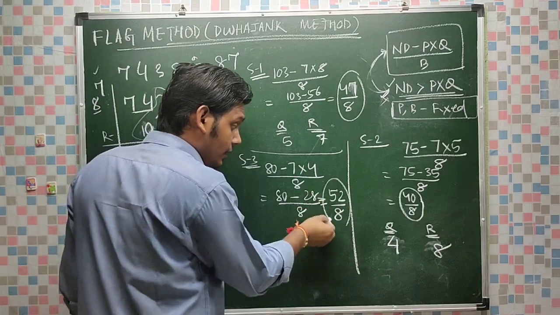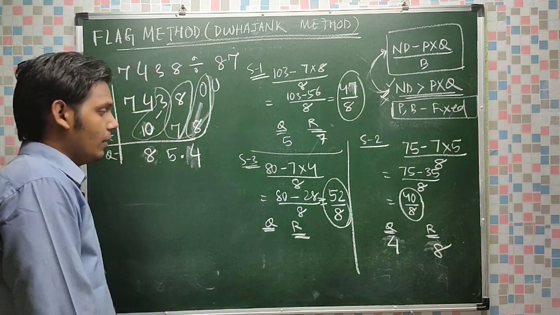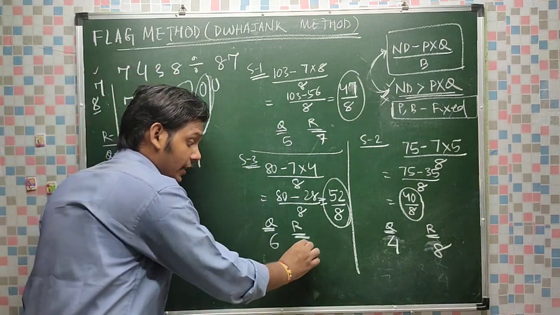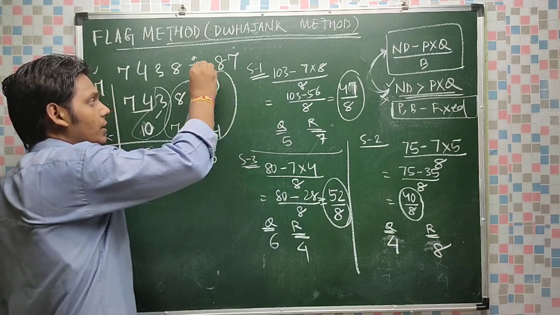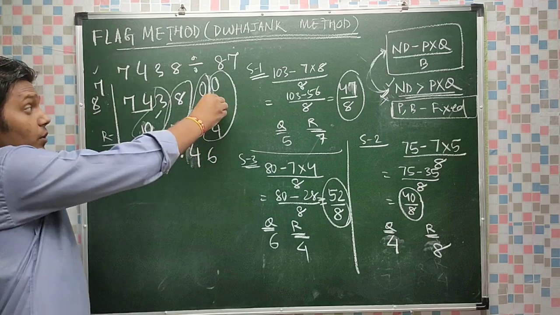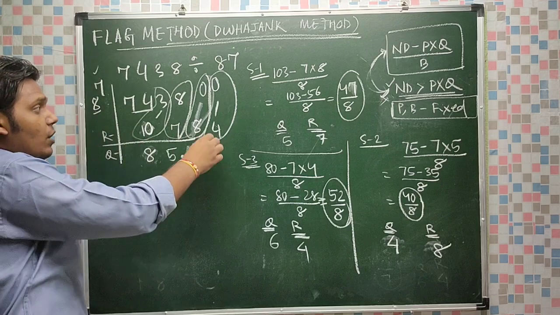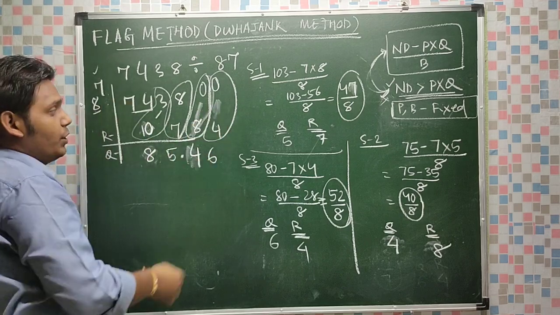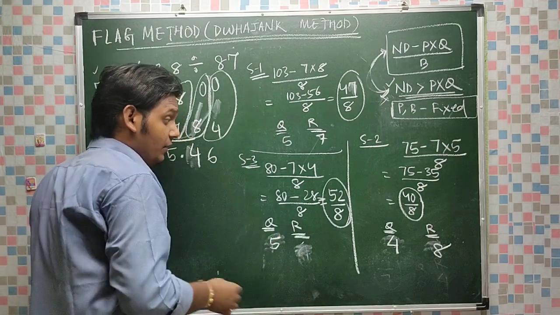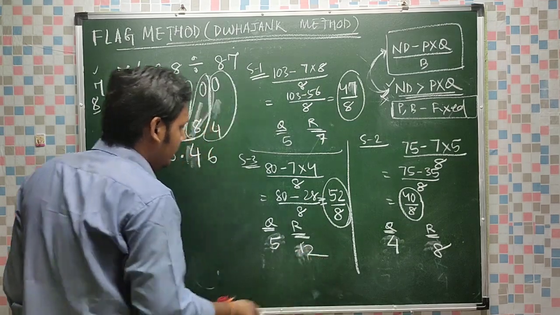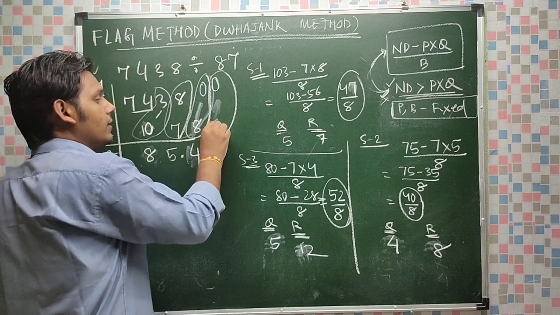Now 52 by 8, again a new quotient and remainder I will get. 8 sixes are 48 I can take, 4 will be the remainder. So if I take 6 here, 4 will be the remainder, new dividend is 40. Is 40 greater than 7 into 6, 42? 40 is less than 42. So I cannot take 6 here, I have to take 5 here. If I take 5, 8 fives are 40, then 12 will be the remainder. So here I have to take 5 and here 12.